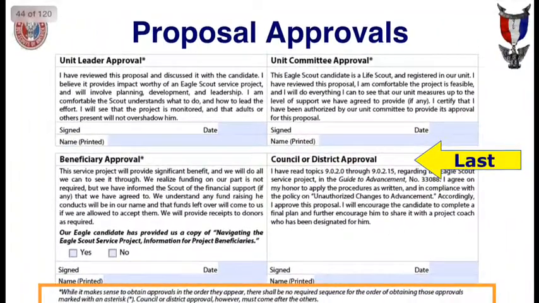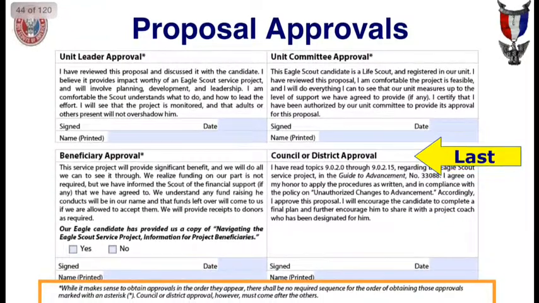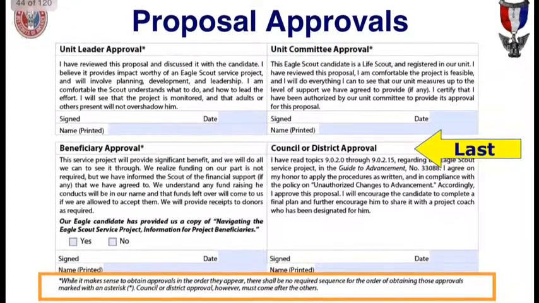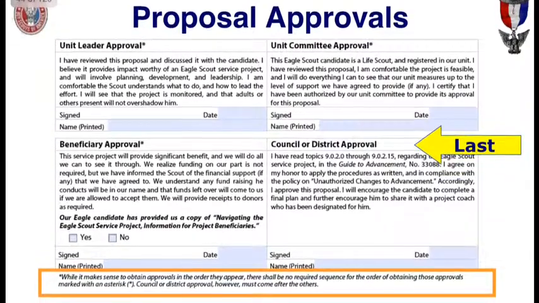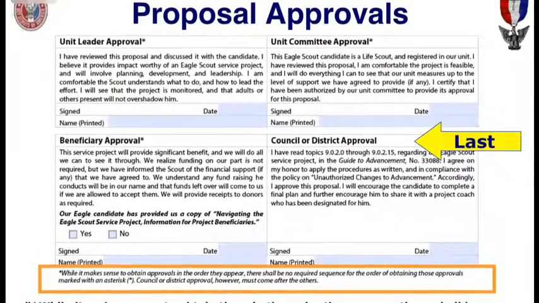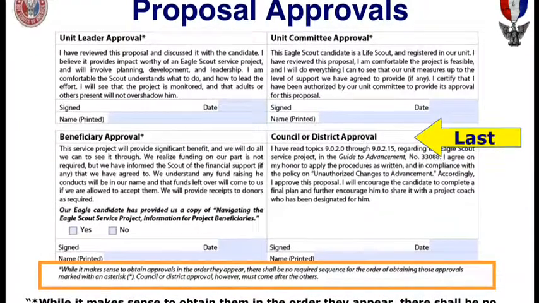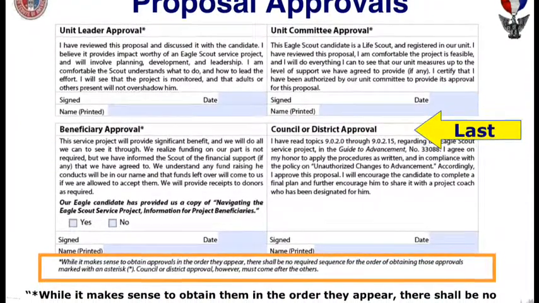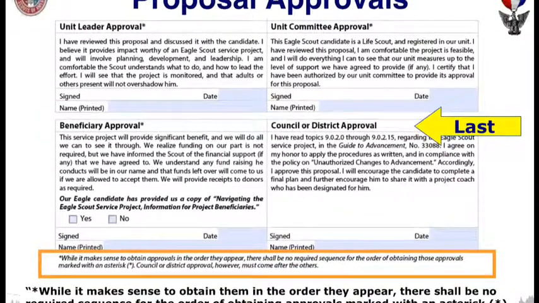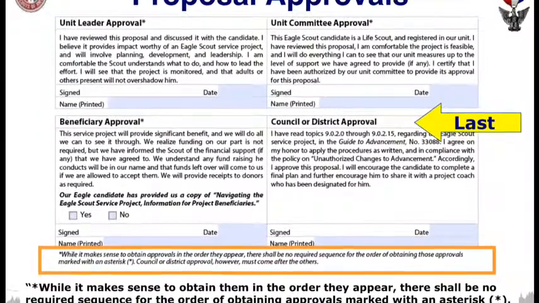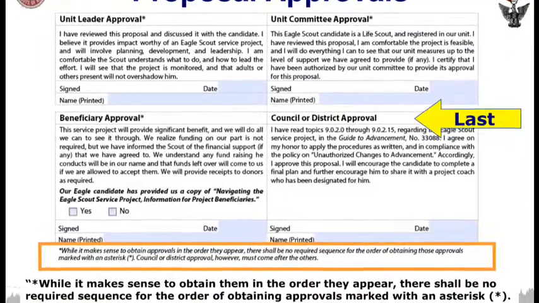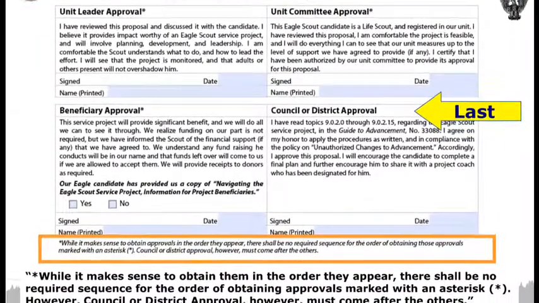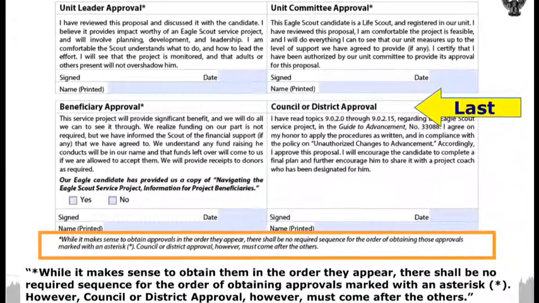After you have edited your document to your satisfaction, it's now time to get project approvals. The first approval should be the beneficiary. After the beneficiary of your project, you need to reach out to your unit leader or scoutmaster, as well as the unit committee chair. Be prepared for edits. They may have questions and suggestions for improvement that may require you go back and edit your project proposal.